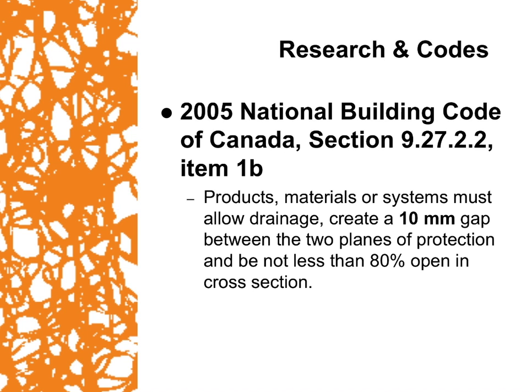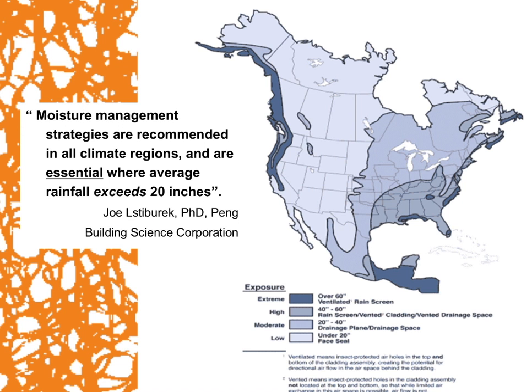Next section is 2005 National Building Code of Canada, section 9.27.2.2, item 1B. Products, materials, or systems must allow drainage, create a 10 mm gap between the 2 planes of protection, and be not less than 80% open in cross section. In this picture, you will notice that it is a map of the United States broken out into categories of extreme, high, moderate, and low moisture exposure. And just like Joe Seabrook says, moisture management strategies are recommended in all climate regions and are essential where average rainfall exceeds 20 inches, which as you can see is most of the United States.